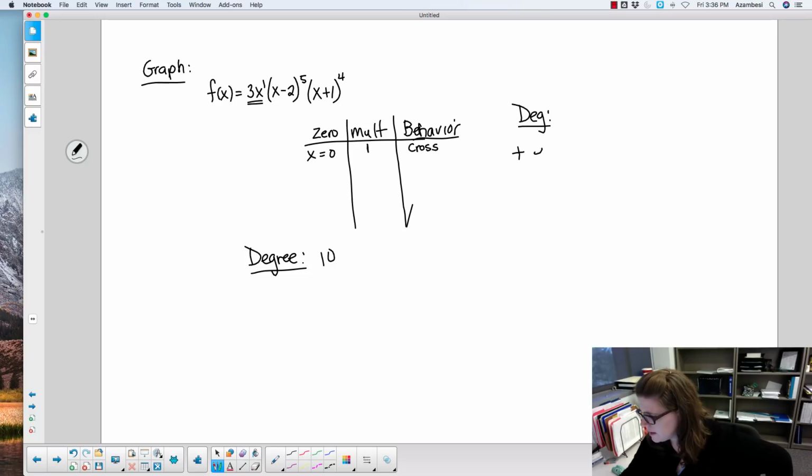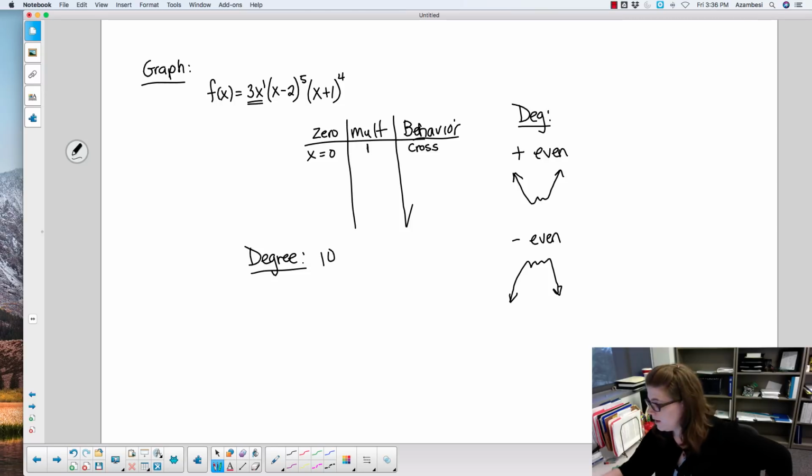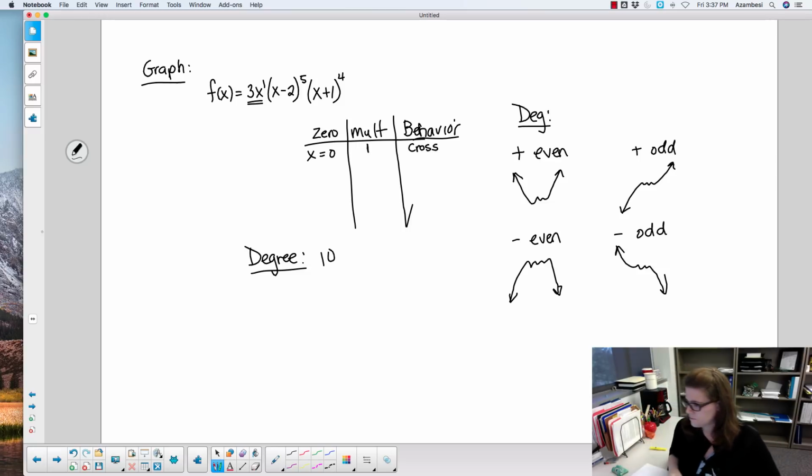If it's positive and even, then they all look something like a parabola, right side up. If it is negative and even, then it's flipped over the x-axis. If it's positive and odd, then it comes in from the bottom and exits out the top. And if it's negative and odd, then it comes in from the top, exits out the bottom. Once you figure out your zeros, multiplicity, and end behavior, then you'll have to put it on a graph.